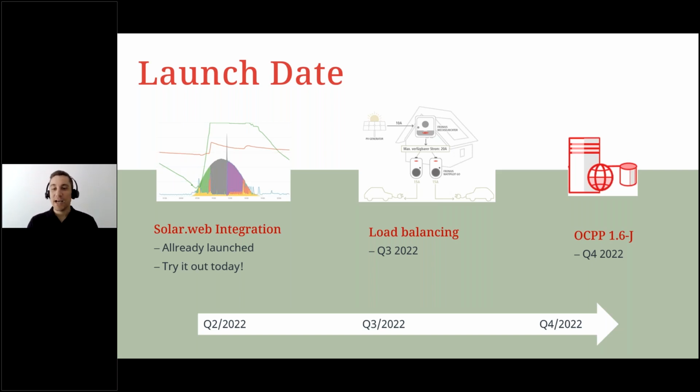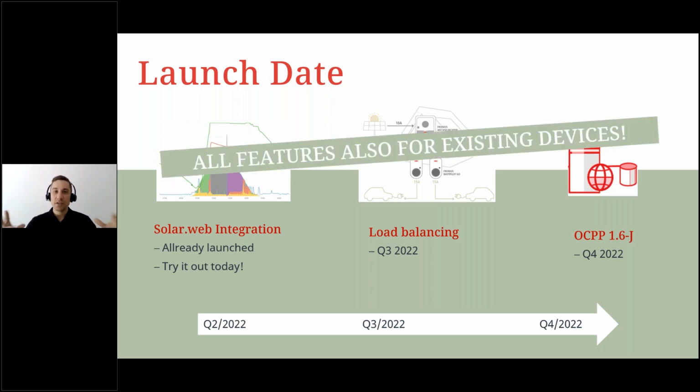One of the best news, however, and this is very important for our existing customers: all the features we have talked about today will also be available for existing devices. So all the features like Solar.web integration, load balancing, and of course, Open Charge Point Protocol, they are only one firmware update away. So whenever you want to use these new functionalities, please make sure to update your Fronius Wattpilot. It is possible over the air, so no need to do anything else. Just open your Solar Wattpilot app, do the firmware update, and then you will get all these new functionalities.